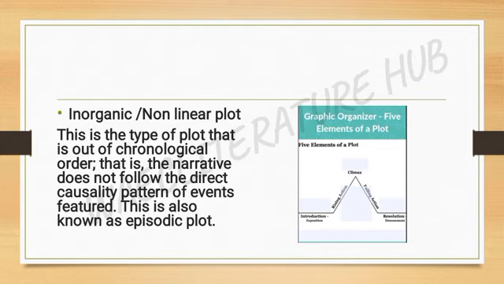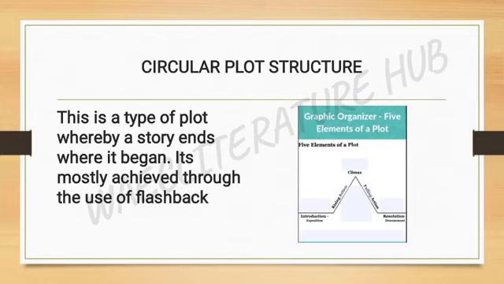Then we have the circular plot structure. This is the type of plot whereby a story ends where it began. It's mostly achieved through the use of flashback. Have you ever picked up a novel and the novel starts at the end? You pick up a novel, and it starts at the point where a particular character is about to commit suicide, and so there's a timely intervention. And when asked why he wants to commit suicide, he starts to tell a story of how or what led him into this particular action.